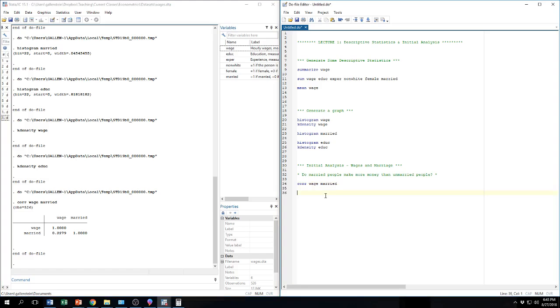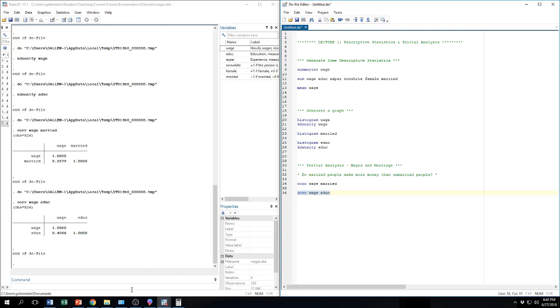Let me do another correlation coefficient, not related to our immediate question, but just to reinforce this idea. Let's do the correlation coefficient between wage and education. This is maybe a little bit easier to interpret because these are both continuous variables. Let's run that. We'll find, okay, it's positive. That means as you have more education, you tend to have higher wages. And the correlation coefficient is 0.4.